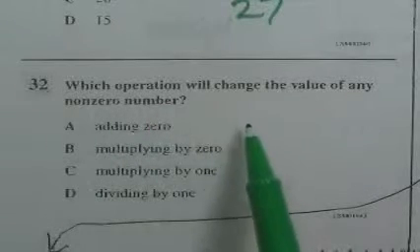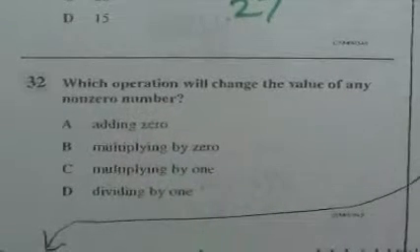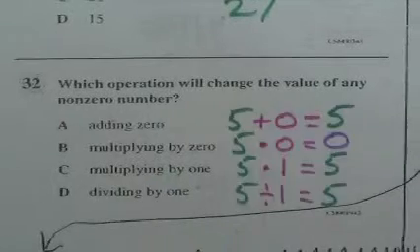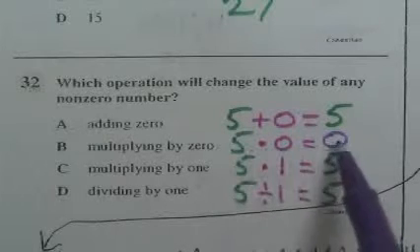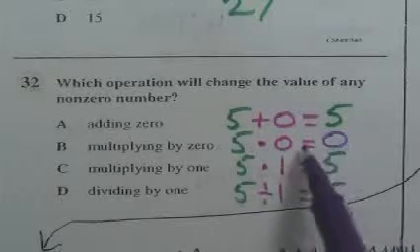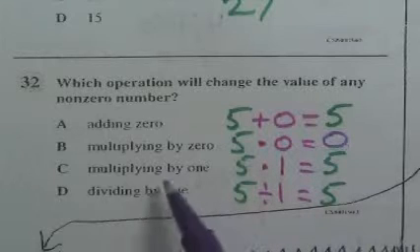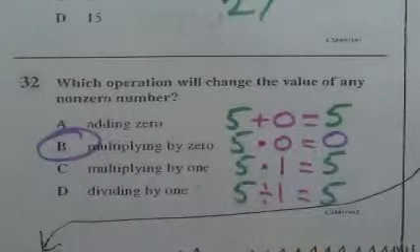Number 32, which operation will change the value of any non-zero number? So if you have a number, which one of these is going to change the value of it? For example, if I take the number 5 and add 0, I still get 5. If I multiply it by 0, I get 0. See, it changed. If you multiply by 0, that operation is going to change the value. If I multiply by 1, I get 5. If I divide by 1, I still get 5. So it's letter B.